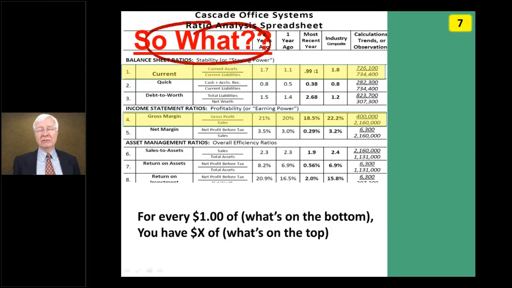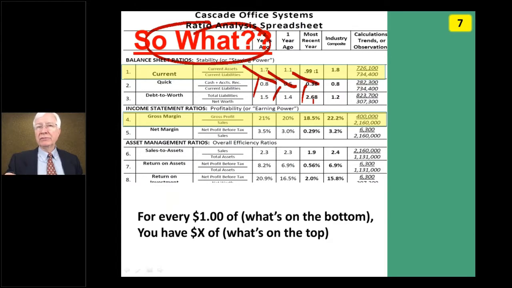So we use a little phrase. For every dollar of what's on the bottom of these ratios, you have X dollars of what's on top. For example, in the current ratio, in year 1, for every dollar that we had going out in current liabilities, we had $1.70 coming in to cover it. In year 2, for every dollar going out, we had $1.10. In year 3, for every dollar going out in current liabilities, we have 99 cents to cover it. What have we created in this business? The formal technical accounting term is a mess. We've created a mess inside this business.